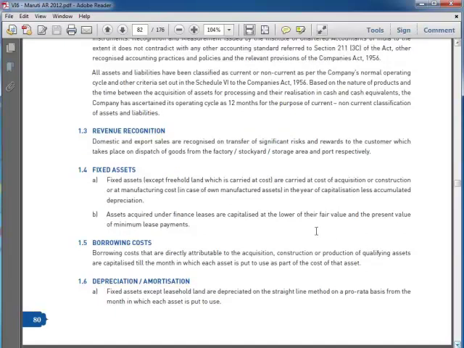Then we have fixed assets, so what comprises fixed assets. We have borrowing costs, which tells us what the borrowing costs comprise of. Depreciation and amortization, and this tells us how depreciation has been applied. So you can see here they've written fixed assets except leasehold land are depreciated in the straight line method on a pro rata basis. Okay, so straight line method means that you depreciate an equal amount in each year.